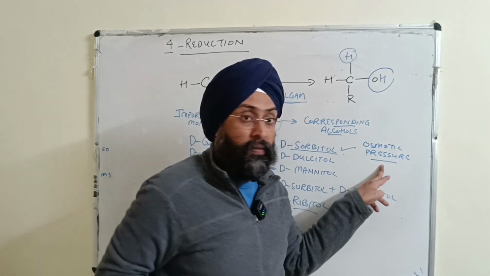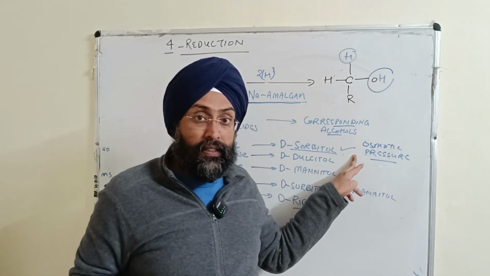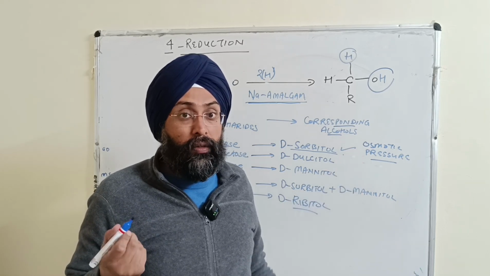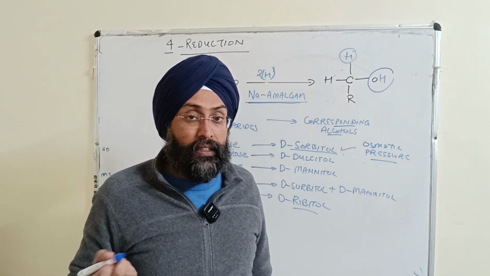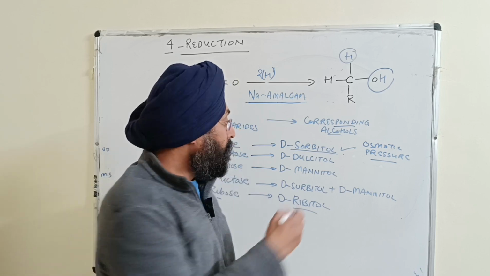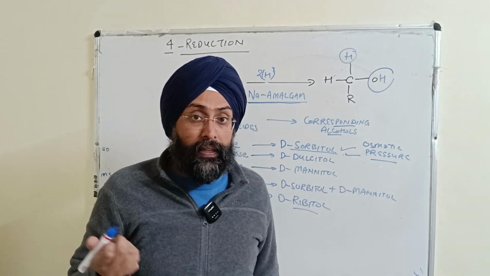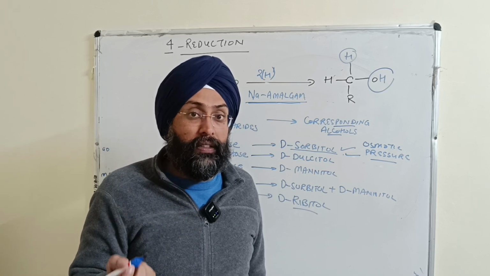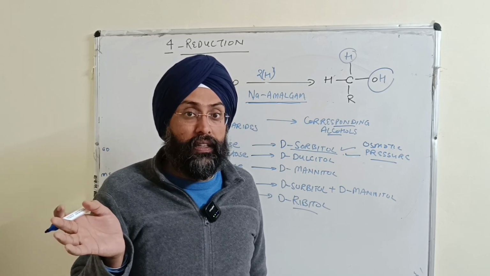For example, if it accumulates in the lens of the eye, it will cause increasing osmotic pressure and it will lead to the complications of cataract as well. Moreover, it can also lead to peripheral neuropathy and nephropathy as well. In that issue, it will cause increasing osmotic pressure and will lead to the complications as well.